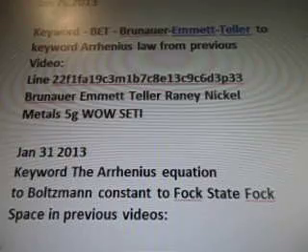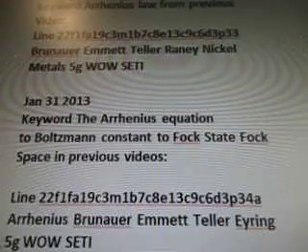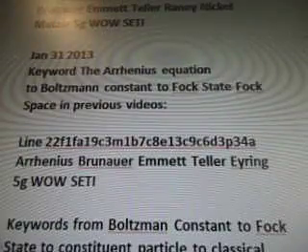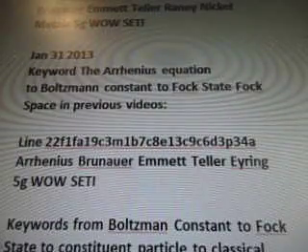F1FA19C3M1B7C8E13C9C6D3P33, Brunauer-Emmett-Teller Raney nickel metals 5G Wow Seti. So the keyword is the Arrhenius equation to Boltzmann constant, Fock state, Fock space, from the previous video of line 22.